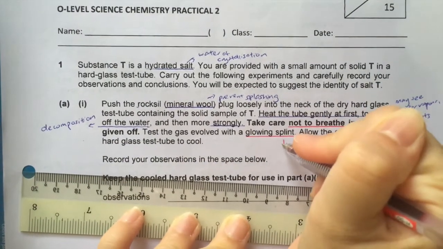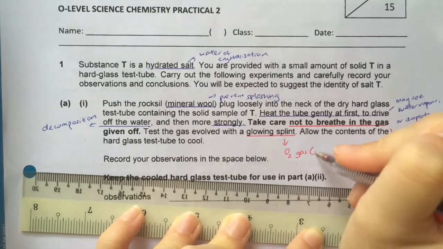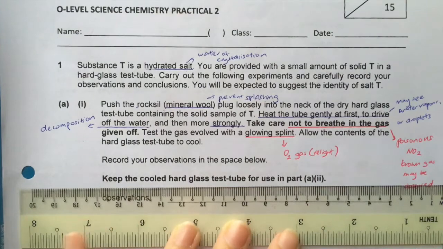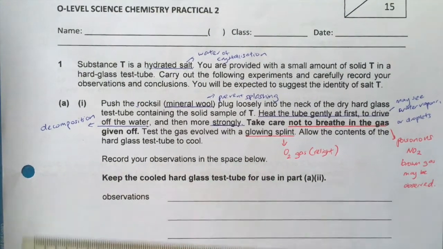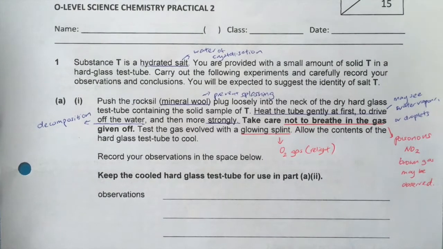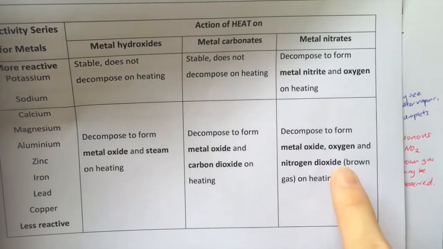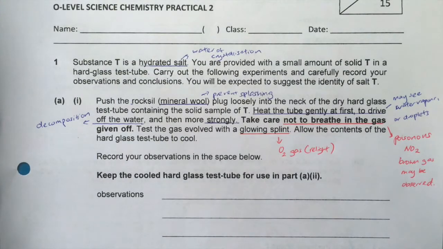Next, it says test with glowing splint. Glowing splint means oxygen gas could be present, and if it is present, it would relight the glowing splint. So again, we look back at our notes, page 15, where it says oxygen and nitrogen dioxide, right? So oxygen gas could be produced.